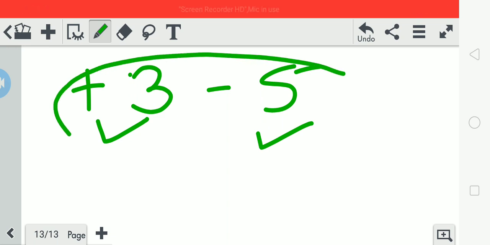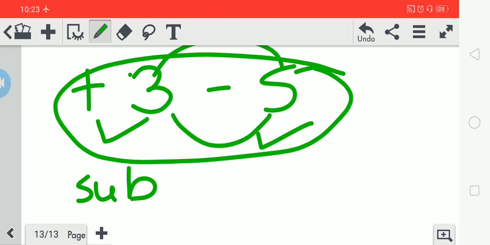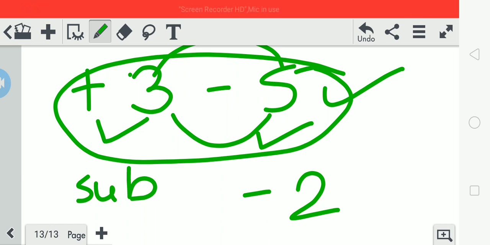In this case you have to perform the subtraction operation. So 5 minus 3, because 3 minus 5 is not possible, that is 2, and you have to put the sign negative. Now why negative? Here the bigger number is 5, and its sign is negative. So that sign will be assigned to the answer, that is negative.